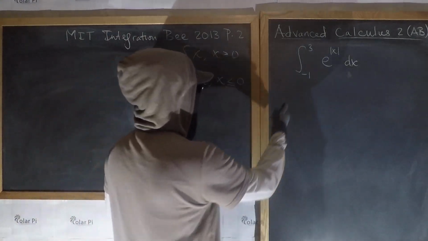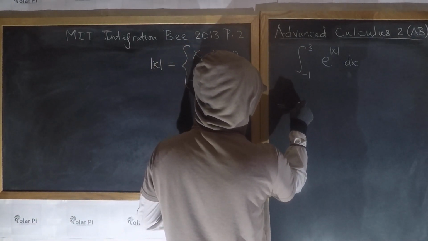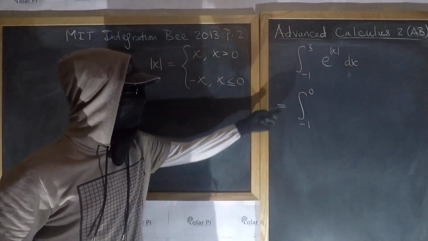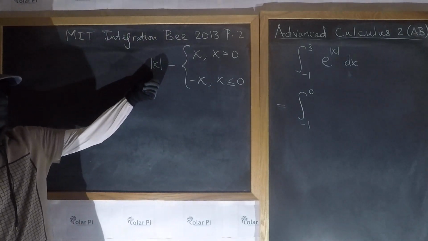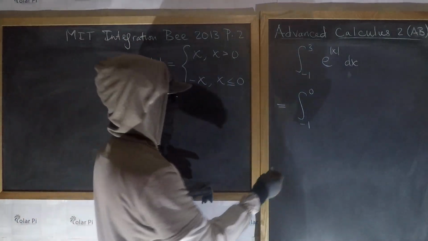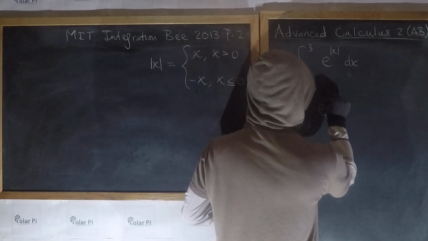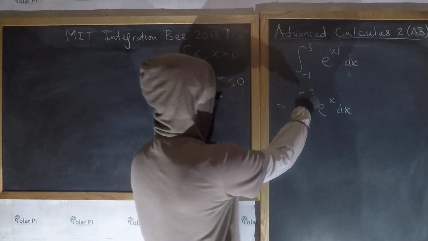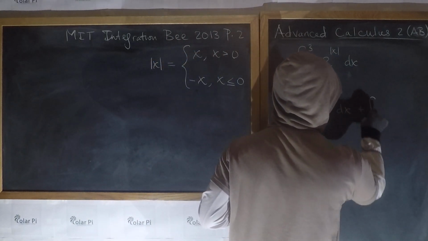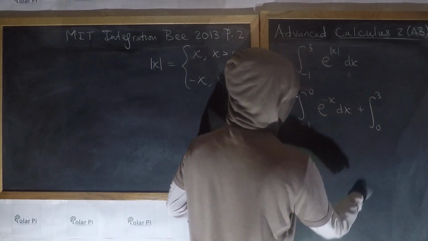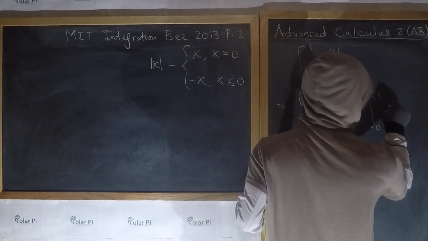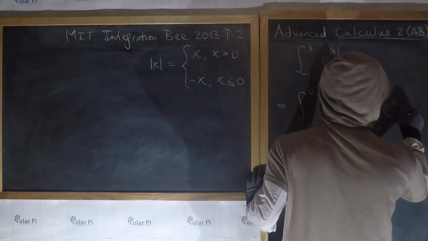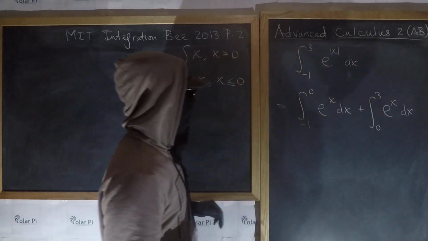So this integral is the same as the integral from -1 to 0. And for such x's, we see that the absolute value of x is equal to negative x. So e to the minus x dx, like that, right? And then we pick up where we left off, which is at 0. So we go plus the integral from 0 to 3. And for these x's, we see that the absolute value of x is just x itself, right? So like this, right? Okay, cool.